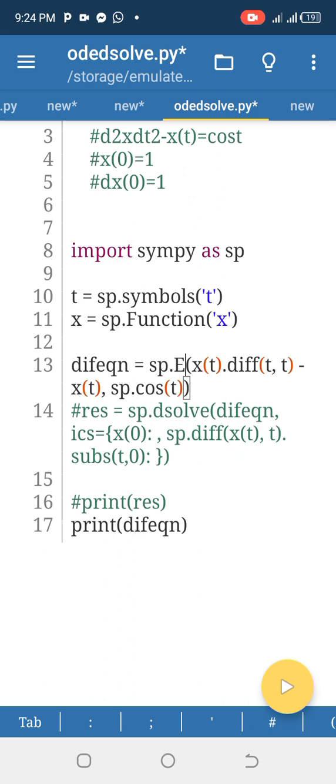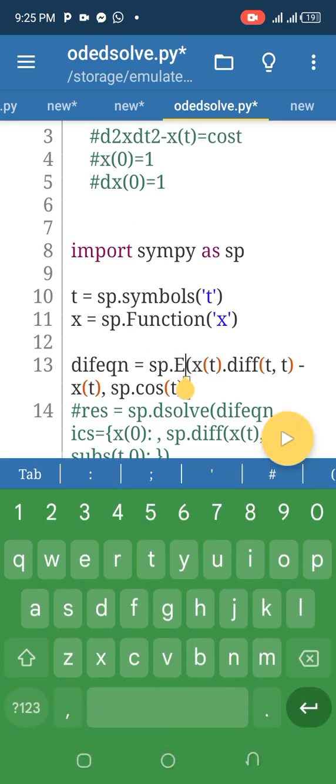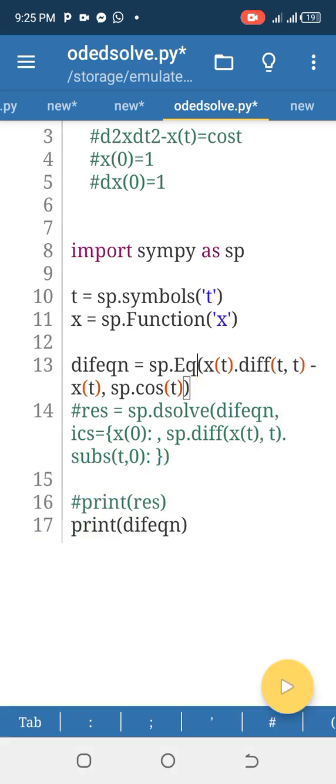Then x, we have to define it as a function of t. Since we already have only one symbolic variable, x is going to be sp.Function of x. It is x as a function, but a function of t. Then we are going to also define this differential equation, and the function that we are going to use is sp.Eq, whereby Eq is going to define our equation, the differential equation specifically.